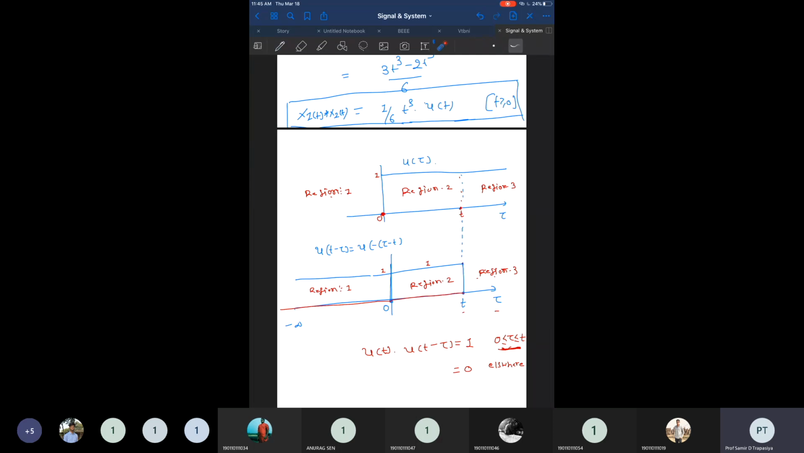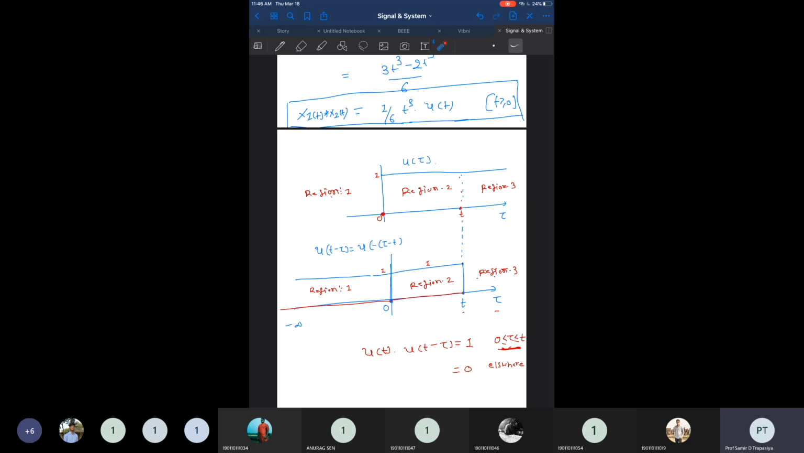Let's first draw u of tau. This is the tau domain. U of tau is the function which is equal to 1 for every tau greater than or equal to 0, and it is 0 when tau is less than 0. It means in region number 1, this function doesn't exist. But in region number 2, u of tau is continuously 1, right, for all those values of tau. Now we plot u of t minus tau.